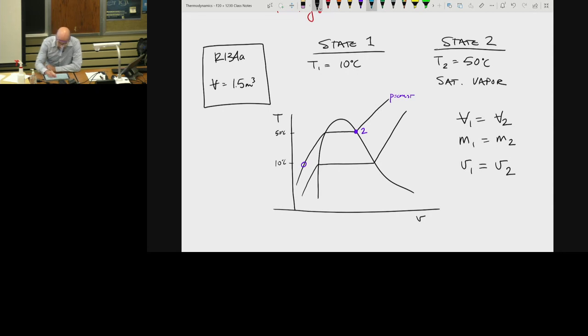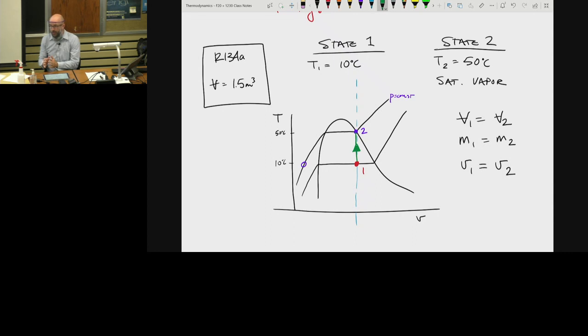So I know actually in this case that my states have to rely on that line. They have to be on that line. And so my actual state 1 is going to be right here below it. This is state 1. And my path is going to be this direction. This is how I go from 1 to 2. Okay?